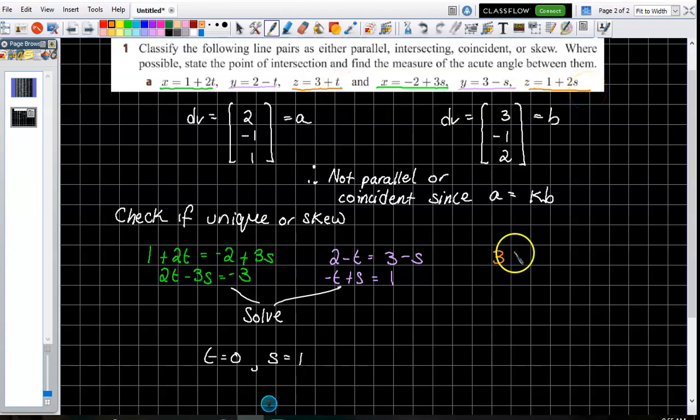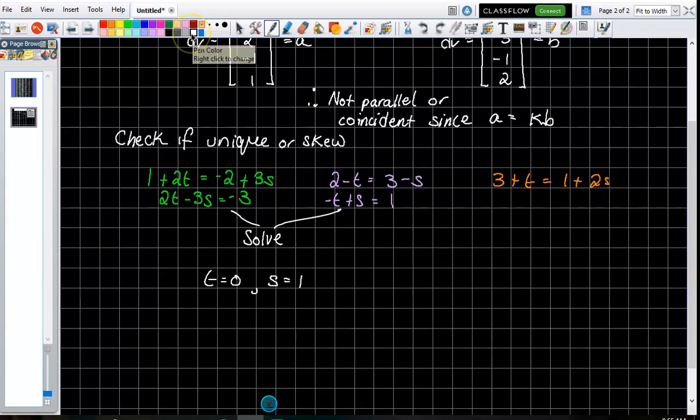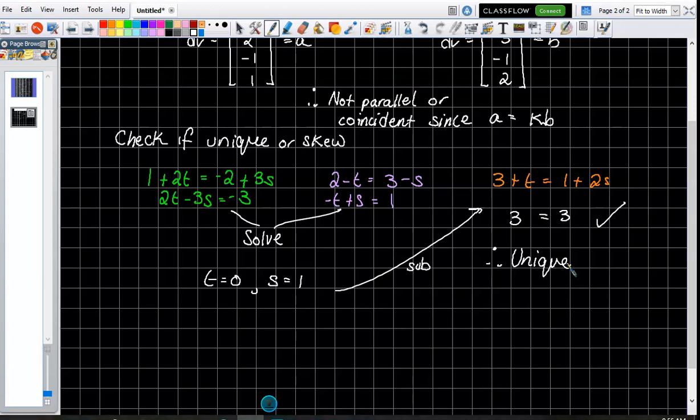So we've now got 3 plus t equals 1 plus 2s. I'm going to check by subbing. On the left-hand side, t is 0, so I've got 3 equals, s is 1, 3. Therefore unique. If this didn't equal, let's say s was 2, then we'd end up with 3 equals 5, but the z's don't equal each other, so then we've got skew lines. Does that make sense?